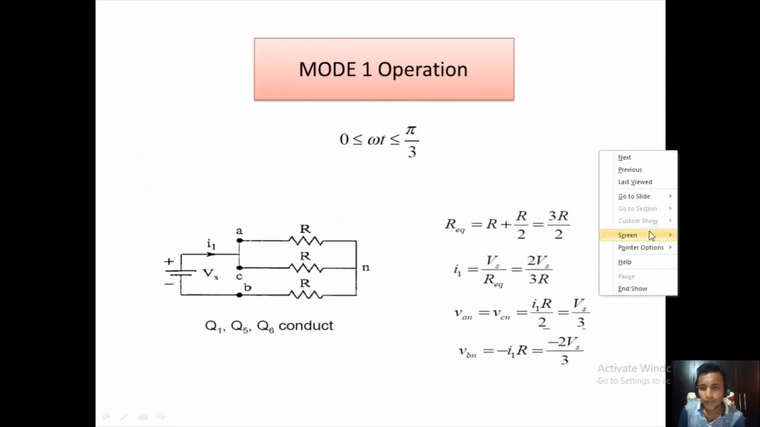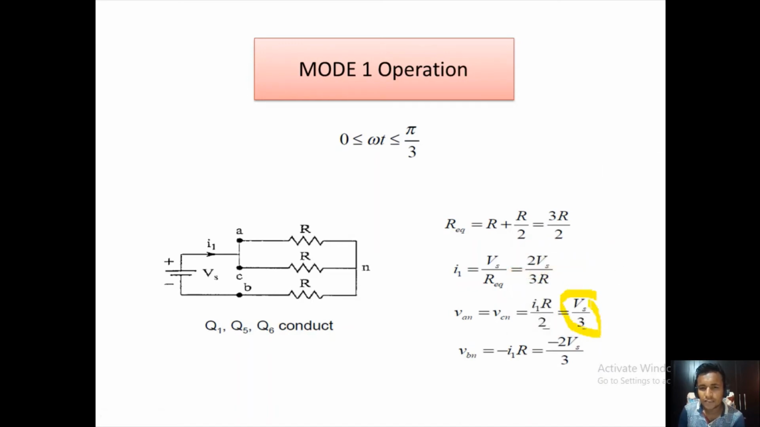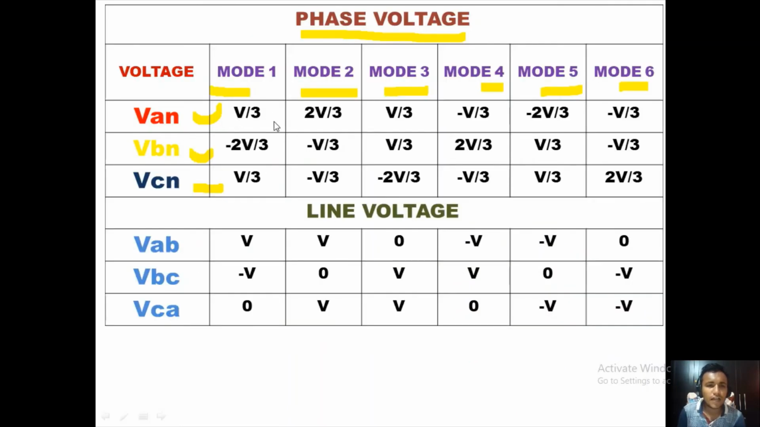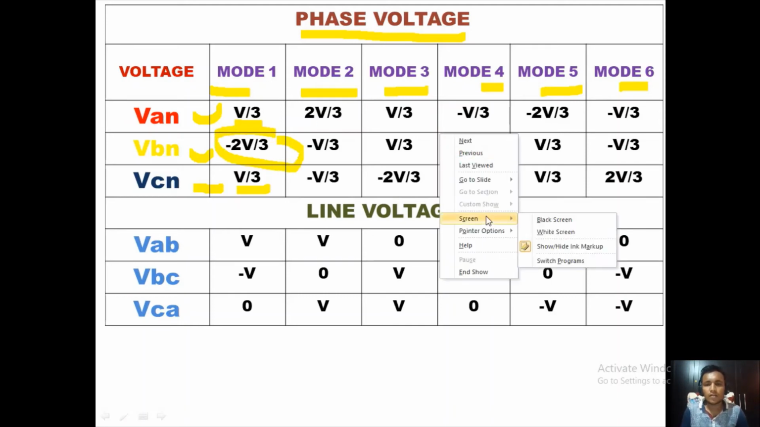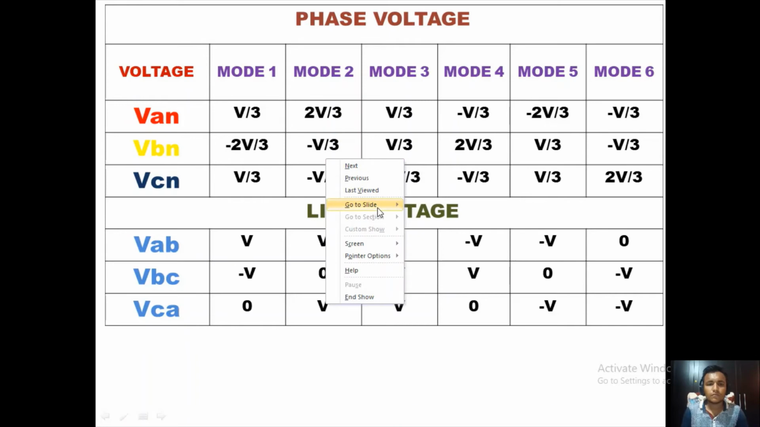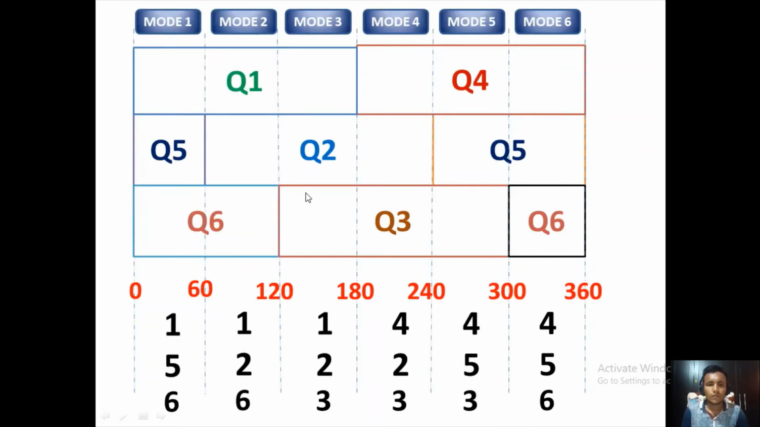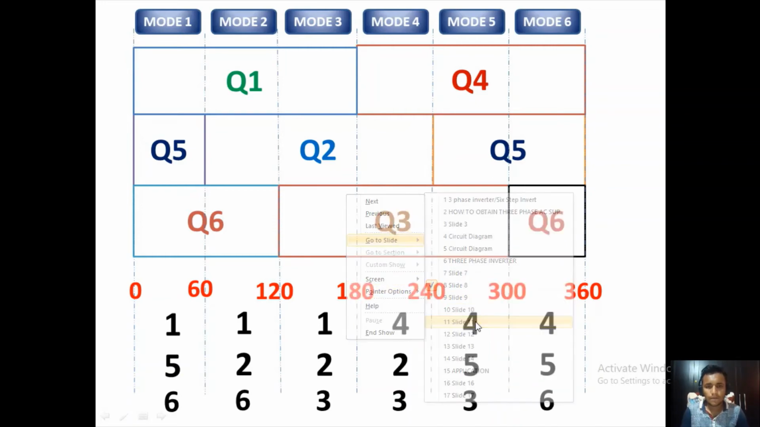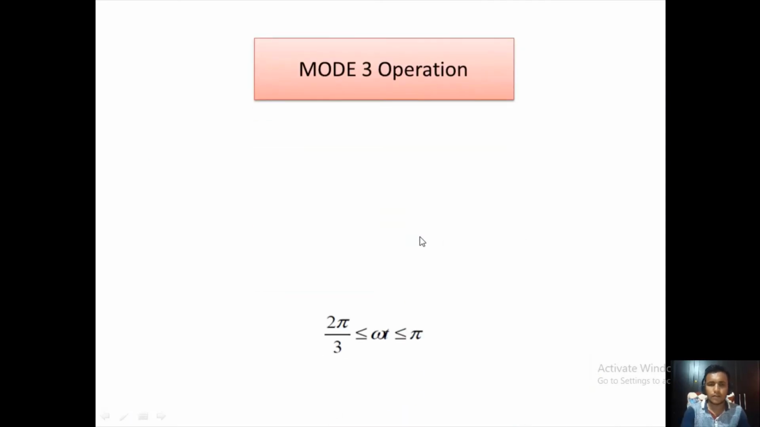In mode 1, we have found VAN and VCN, that is V by 3, and VBN, that is minus 2V by 3. And similarly in every mode we can enter the values here. That is mode 3.